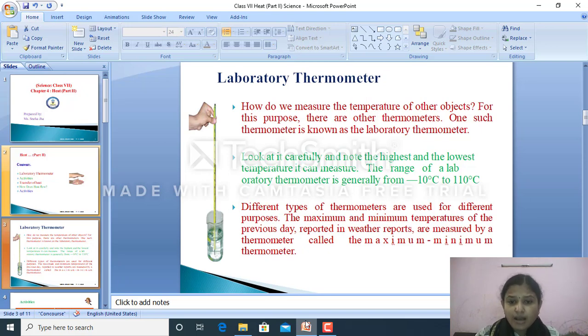One thing is clear: for different types of purposes we are using different types of thermometers. For measuring the human body we are using the clinical thermometer. In labs, for checking the temperature of a very hot tank or very hot water, we are using the laboratory thermometer. And in the chapter weather, climate and adaptation you have studied that for preparing weather reports, the maximum and minimum temperature are measured by using the maximum-minimum thermometer. So for different purposes we are using different types of thermometers.